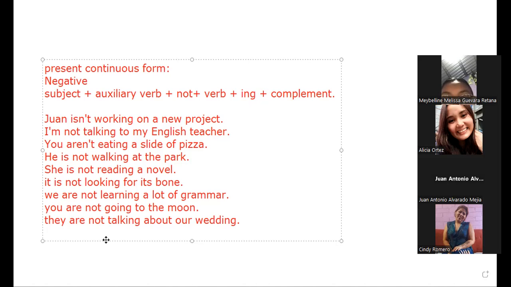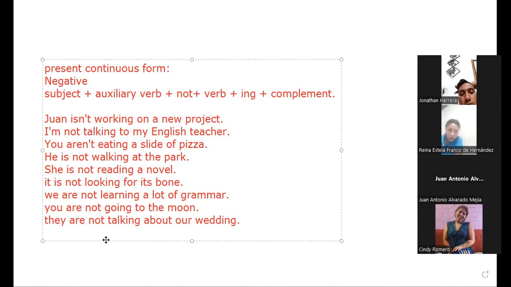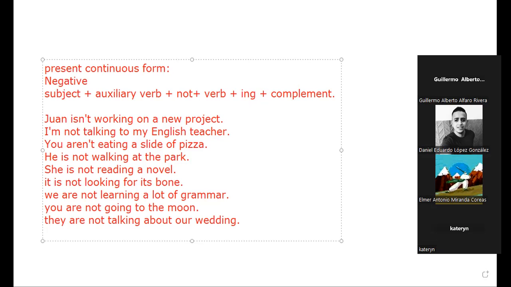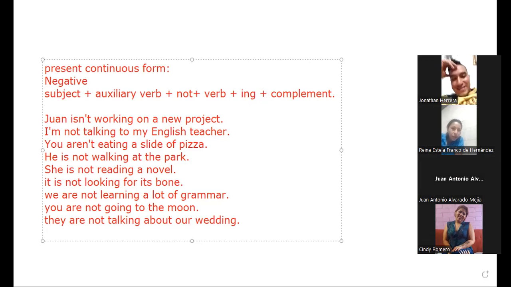She's not reading a novel. Esa ya la hicimos. It's not looking. Ya, esa ya la hicimos. Me acaba de entrar, ¿verdad? No, que está comiendo. Ok, lo siento. La voy a dejar entonces, comer. No, pero siga comiendo porque tranquilo, la comida es sagrada. Ok, déjeme ver si encuentro a alguien más que me pueda ayudar.